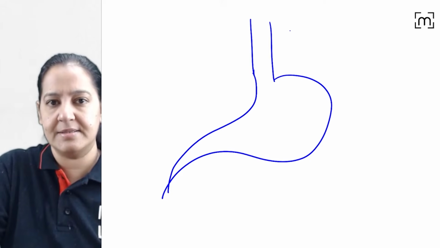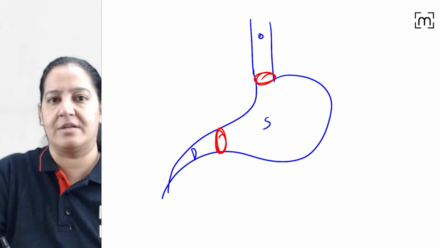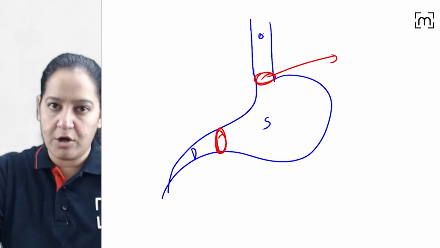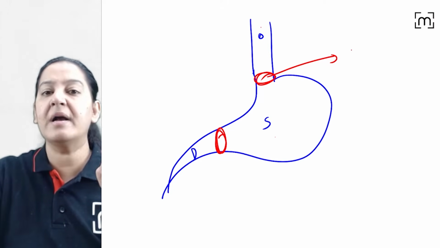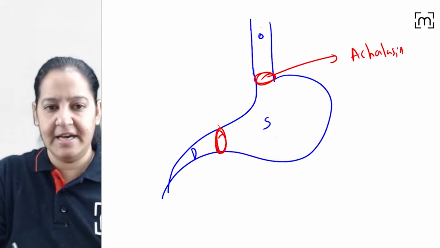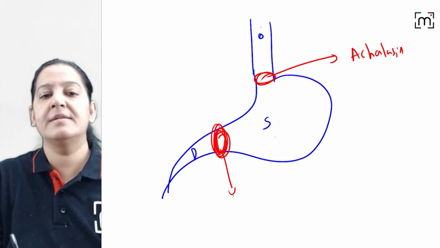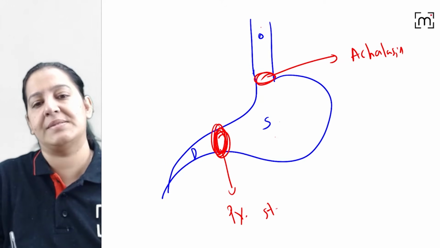You can see this is esophagus, this is stomach, this is duodenum. So here we have a sphincter and here also we have a sphincter. If this sphincter got thickened, food cannot pass from the esophagus to stomach. The disease is known as achalasia, right? And here the sphincter got thickened. The food cannot pass from the stomach to the duodenum. The disease is known as pyloric stenosis.